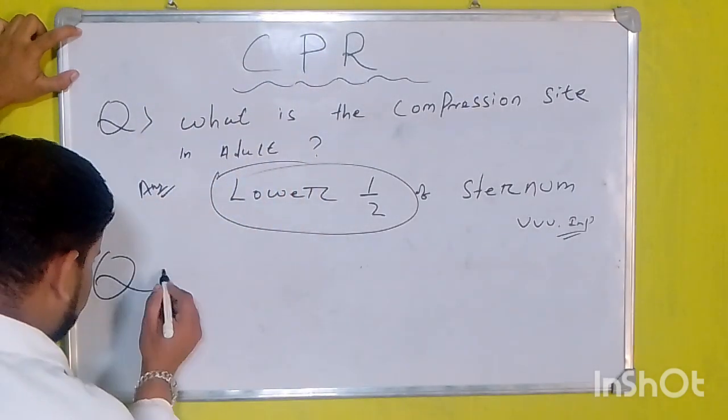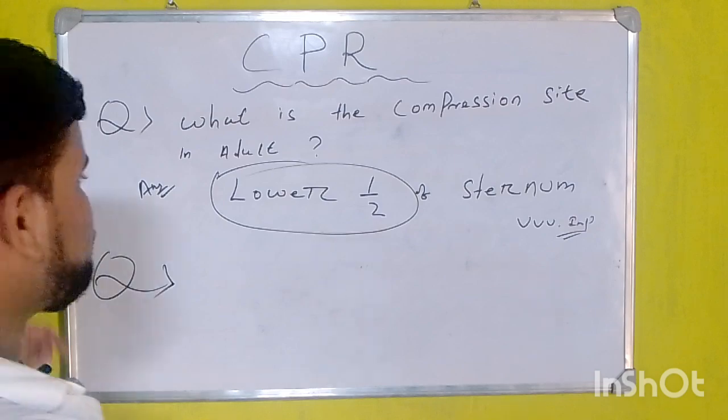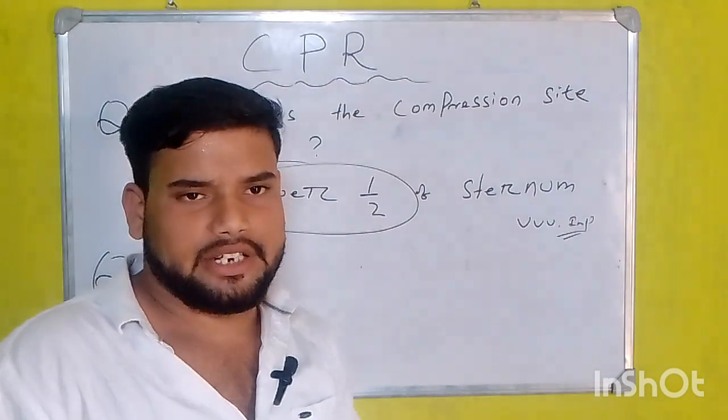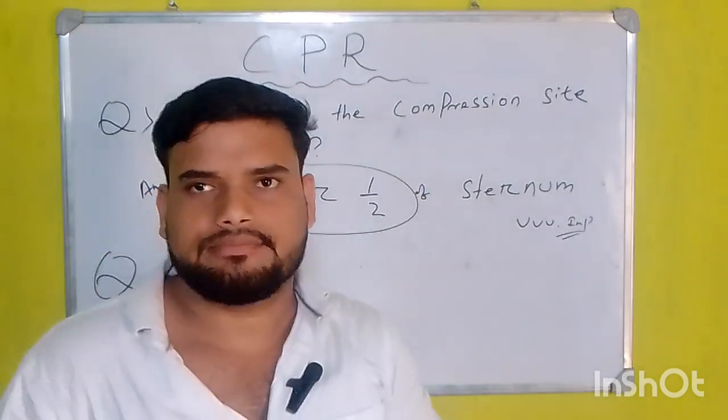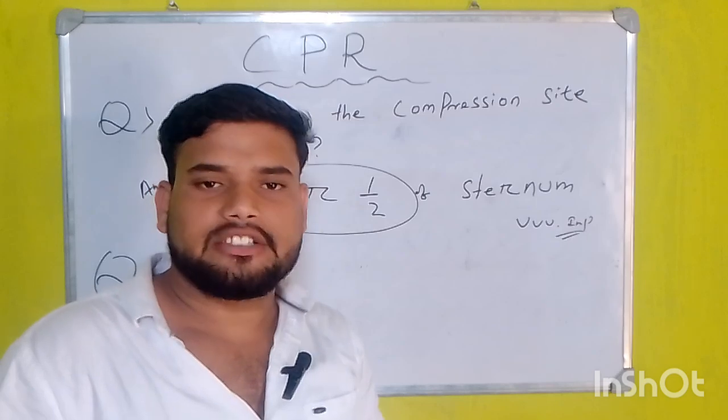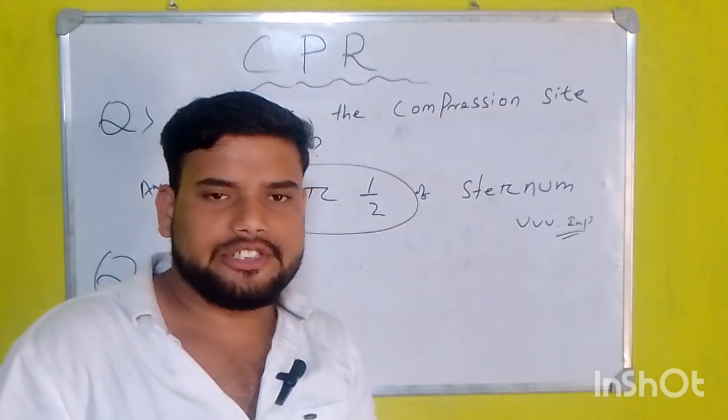The next question is, during CPR, in case of child, which pulse do you assess?